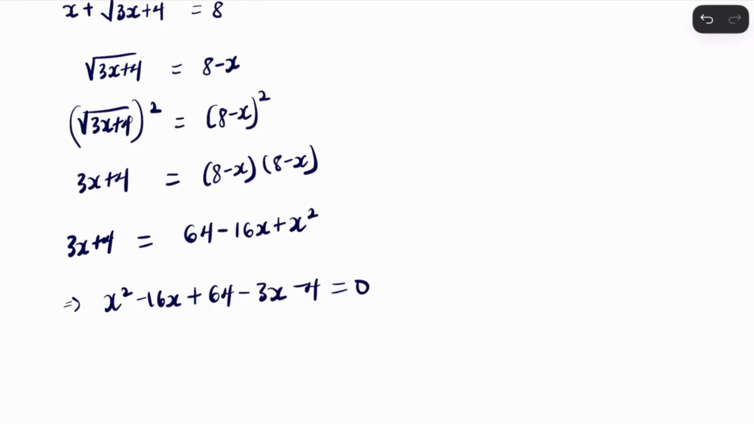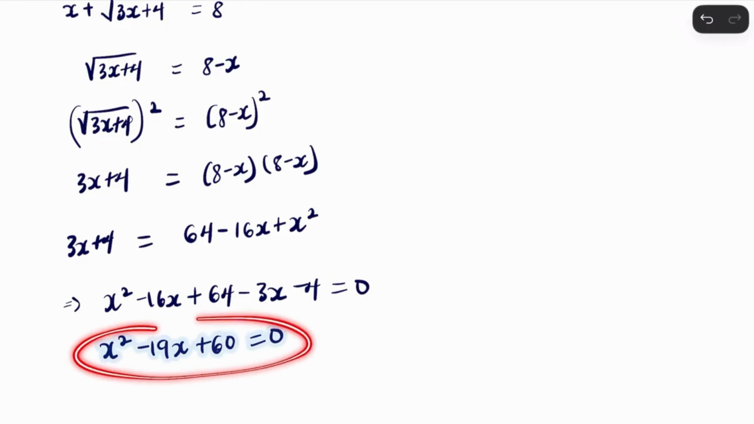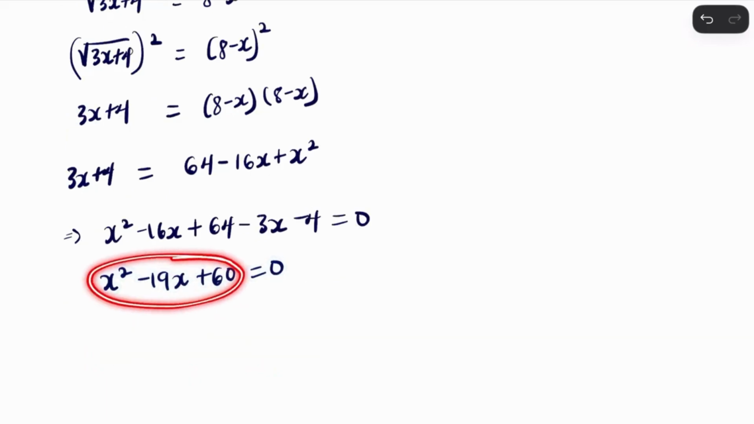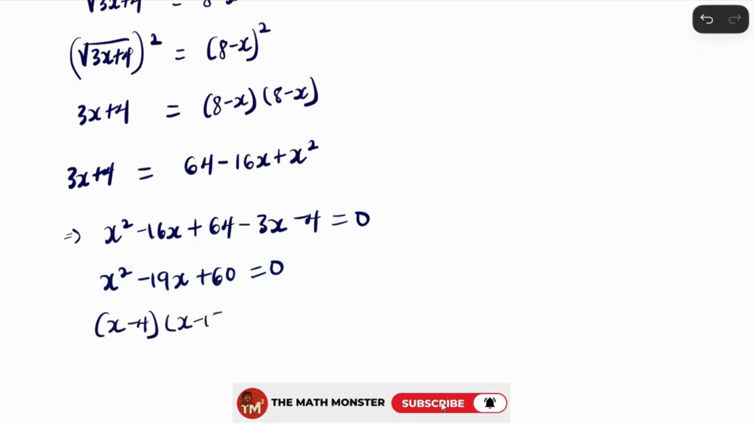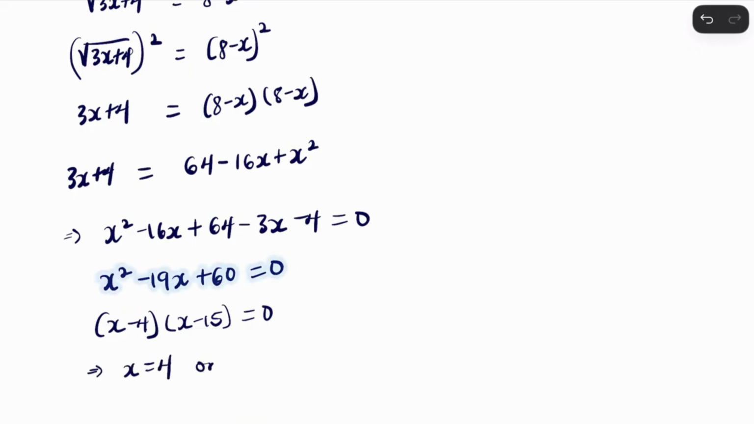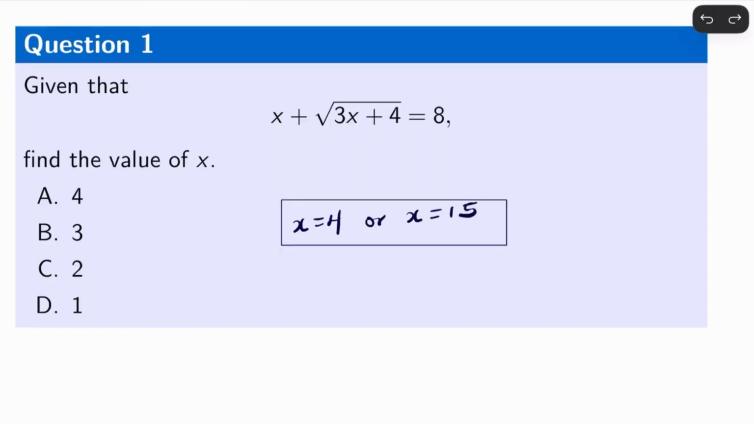So we now add like terms. We have x squared. These two are like terms, so we have minus 19x. Then 64 minus 4 gives us 60. So that gives us plus 60 is equal to 0. We now solve this quadratic equation. Factorizing this quadratic equation, you have x minus 4, x minus 15 is equal to 0. Thus, x is equal to 4 or x is equal to 15. Thus, the correct option is option A.